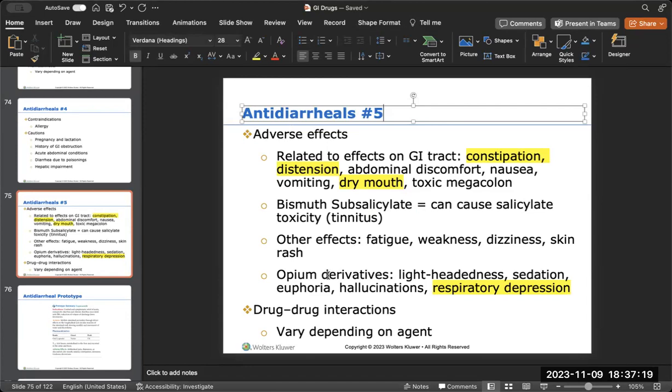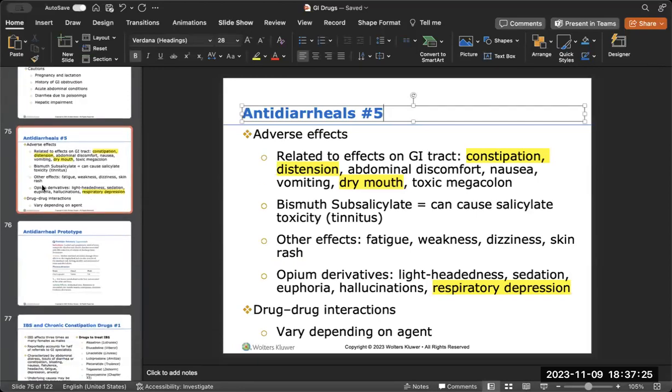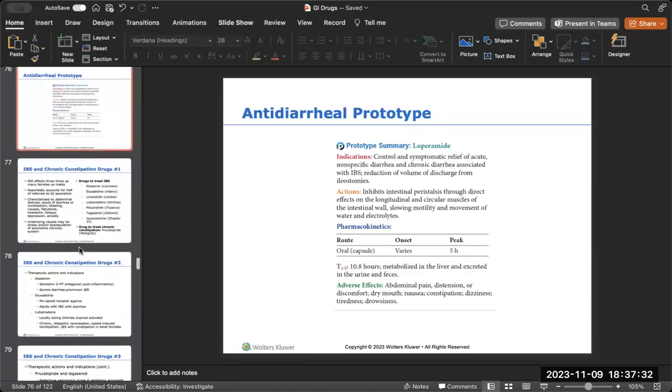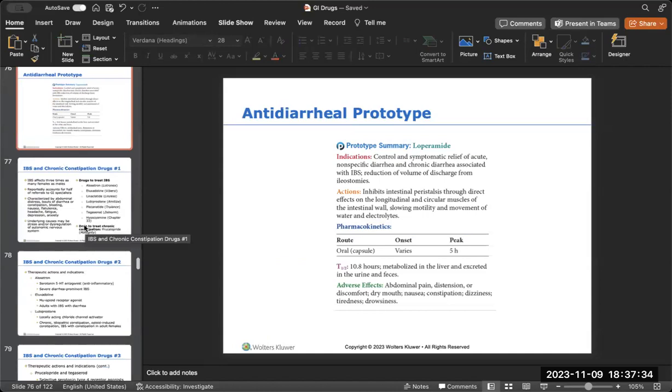For the opium derivatives, right, opioids can cause respiratory depression, like the paregoric, that one. Prototype, loperamide, and like I said, this one is predominantly used in children. It's safe to use in children as an antidiarrheal.